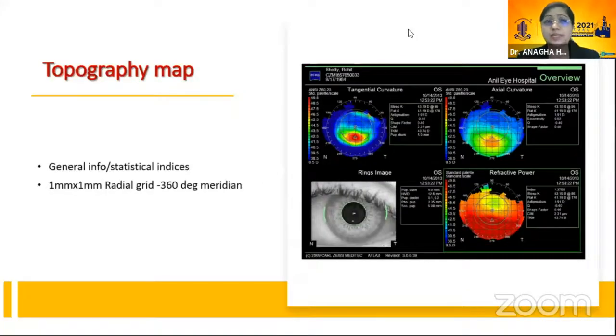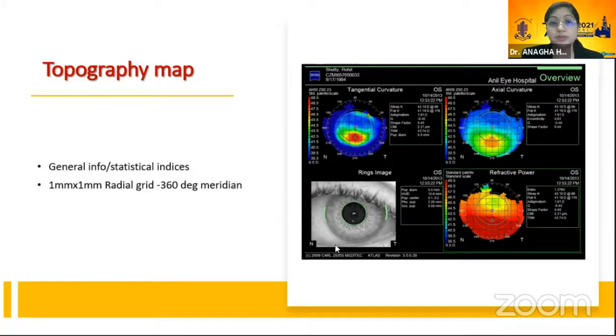So this is a routine topography map. There are usually 4 quadrants. At the top, you have the details, the general information about the patient, then which eye, what date, what time it was. It usually shows the axial curvature, the tangential curvature. You can also interchange with what exactly map you want. You can include whatever you want and you can change it.